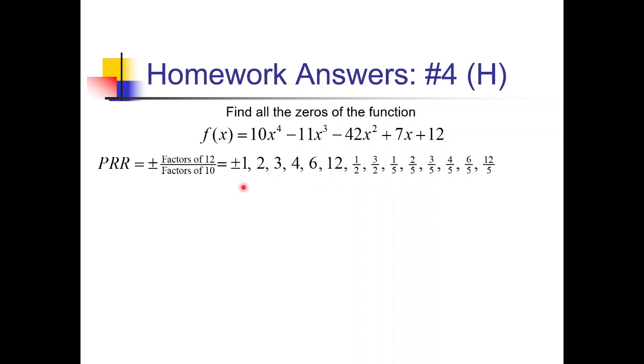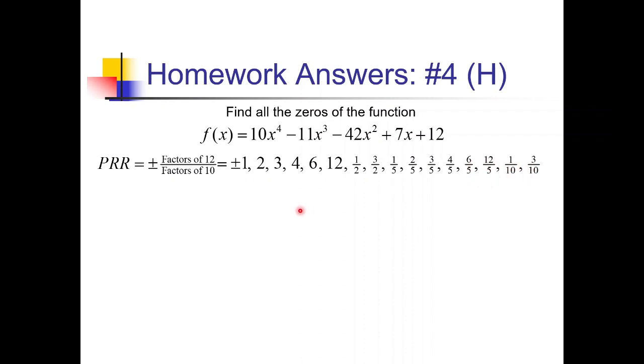And then finally, the last factor of 10 is 10. So we have 1 over 10. 2 over 10 is just 1 over 5, which we've already got. 3 over 10 is new. 4 over 10 is really 2 fifths. 6 over 10 is 3 fifths. And 12 over 10 is 6 fifths. So that's all our unique factors.